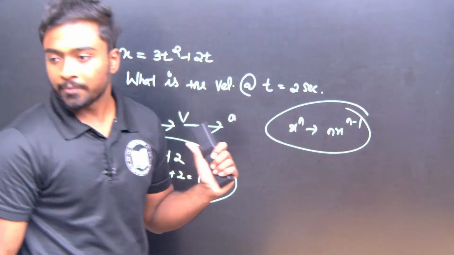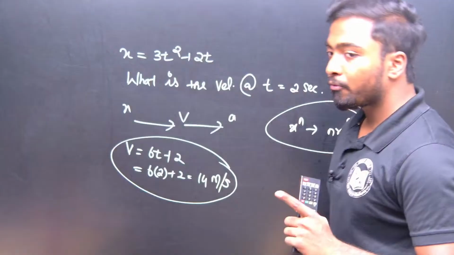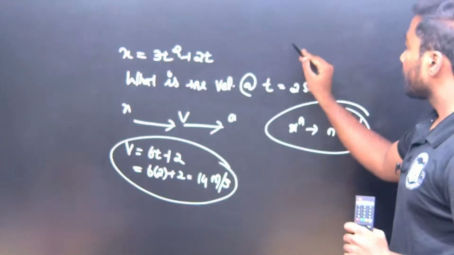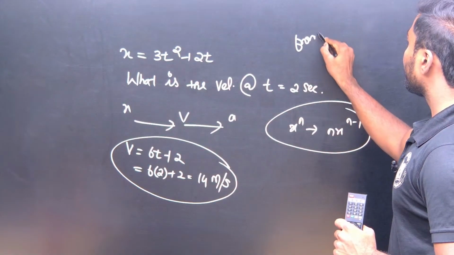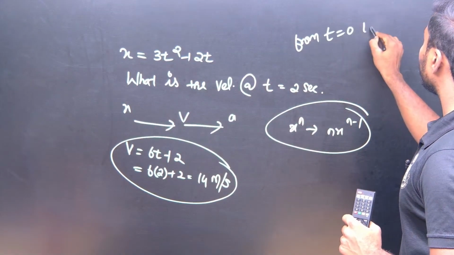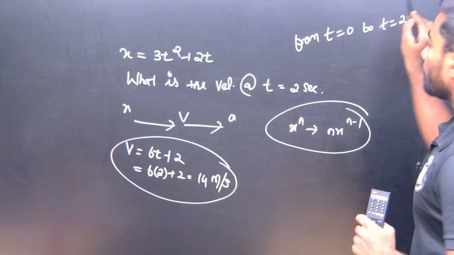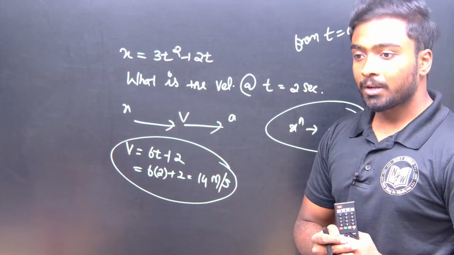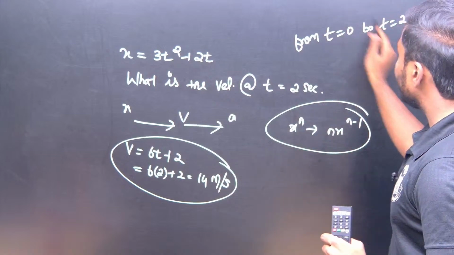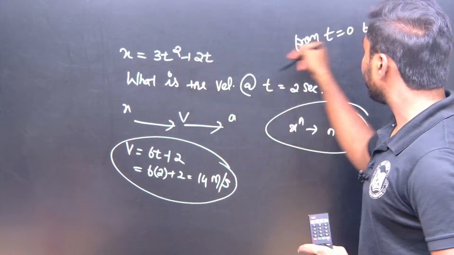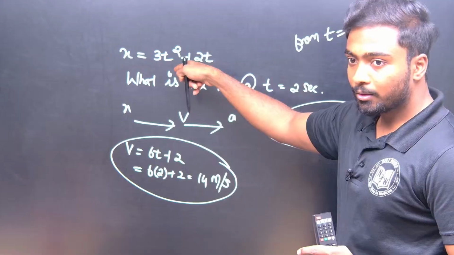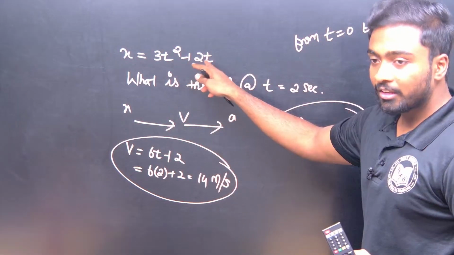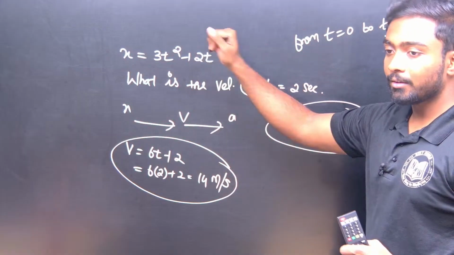Any doubts here? One more type of question can also be asked. What is the velocity from time t equals 0 to time t equals 2? In this case, we should not do differentiation. What I should do is substitute the t values in the position. Okay, what will I get? For 0, everything is 0. For 2, what is the answer?